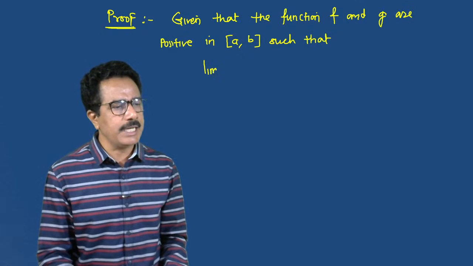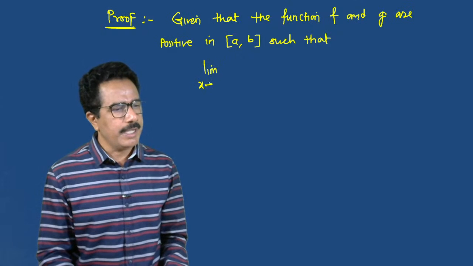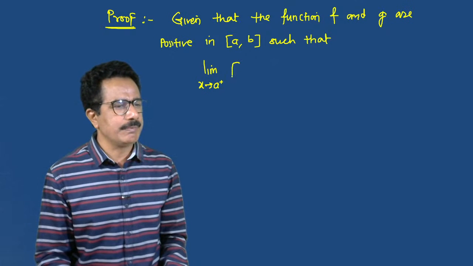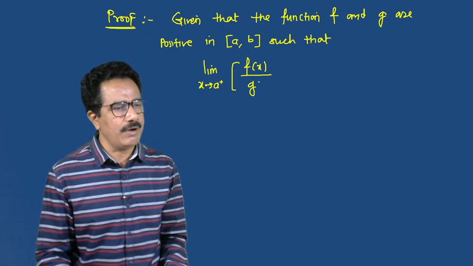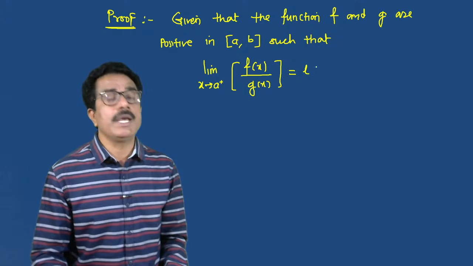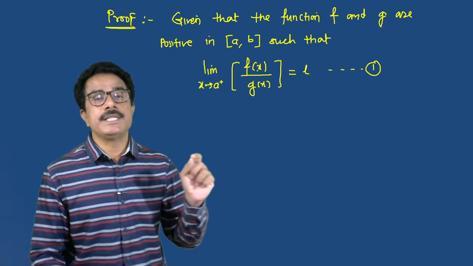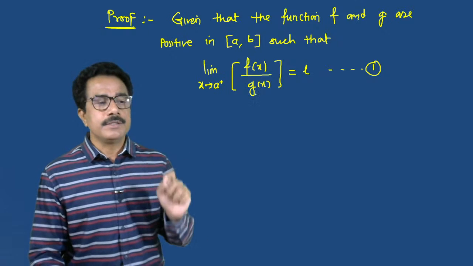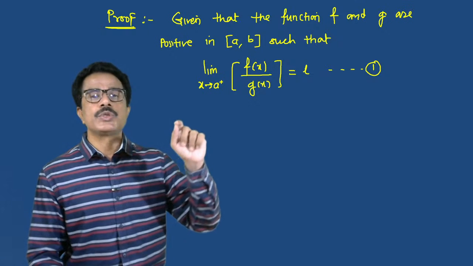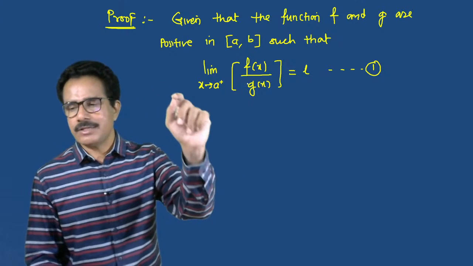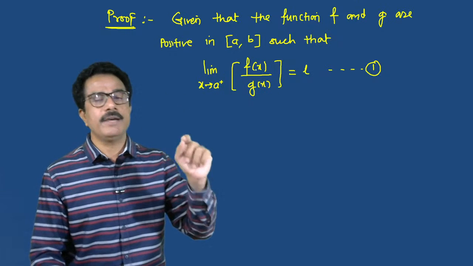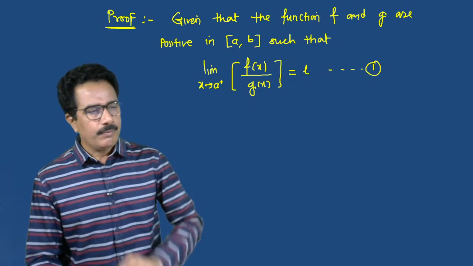Limit x tends to a positive f of x divided by g of x which is equal to L. This is a given. Now see this, f is positive, g is positive, so f divided by g is also positive.